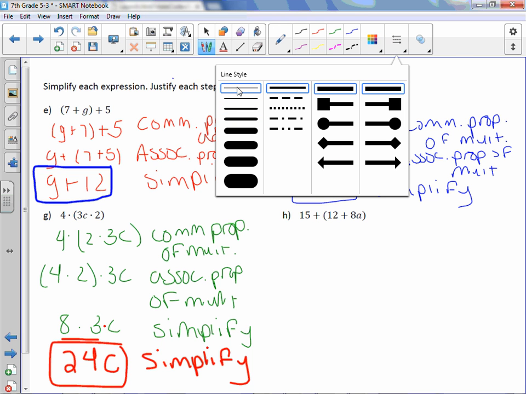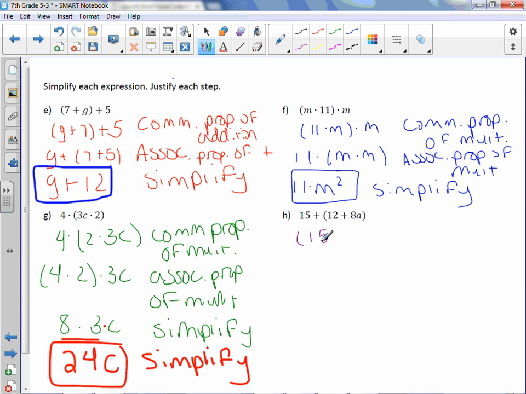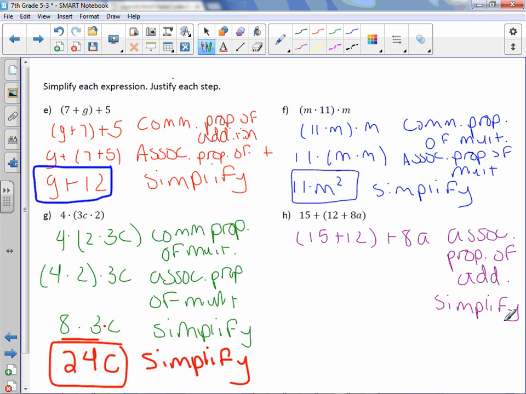Letter H. Looks like the 15 and 12 are nearby, so I'm just going to use the associative property to group those together. And this is addition. Then I'm going to simplify. 15 plus 12 is 27. Bring down the plus 8a. Again, these are what we call unlike terms, so I cannot add them together because I don't know what a is. Therefore, that is our expression.